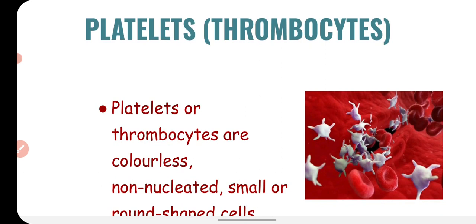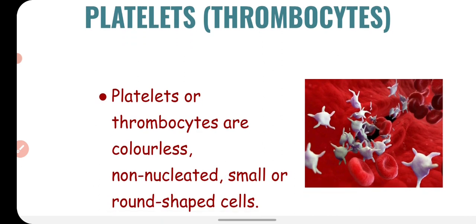Now we'll talk about the third type of cells found in our blood, that is platelets, which are also called thrombocytes.